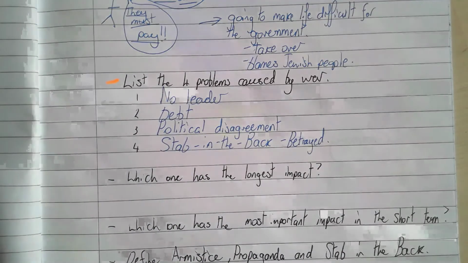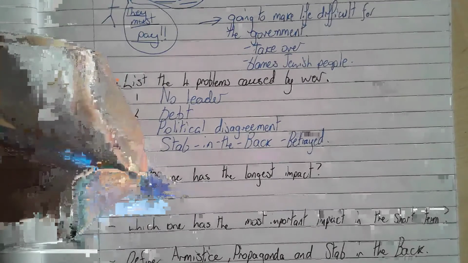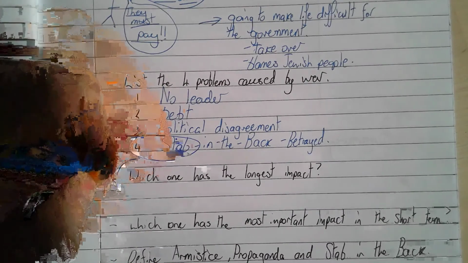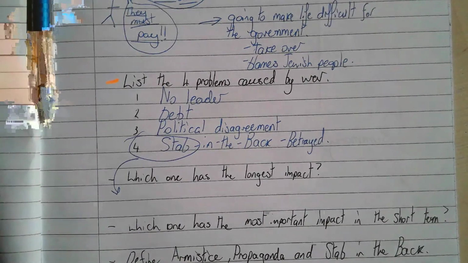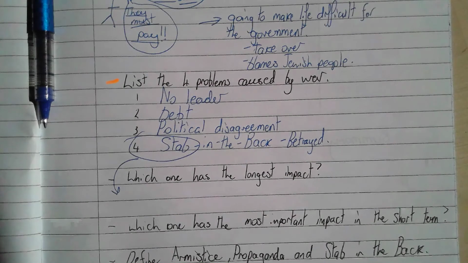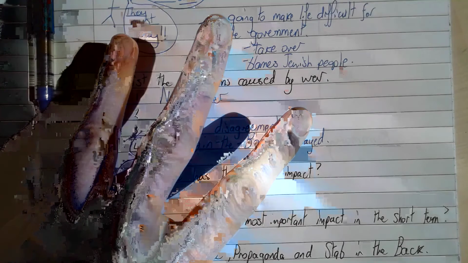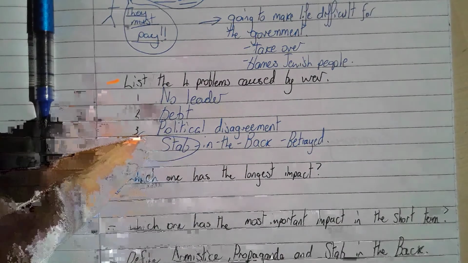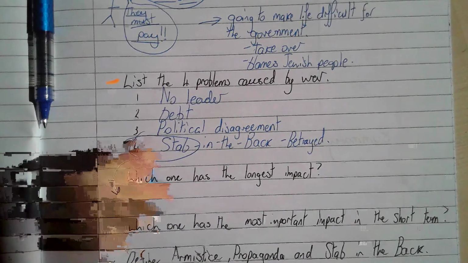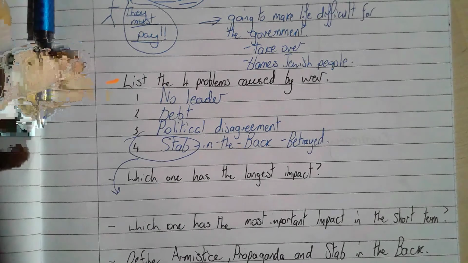Now which one has the longest impact? However you argue it, but what I'd probably say is the stab in the back, because Hitler's always going to come down to it. This is the thing that's going to make Germany argue with their government. So in the next few lessons we're going to look at 3 people who try and take over the country. And in some way it's because of this that they're able to. They're able to say, you stabbed them in the back, you don't deserve to be the leaders.